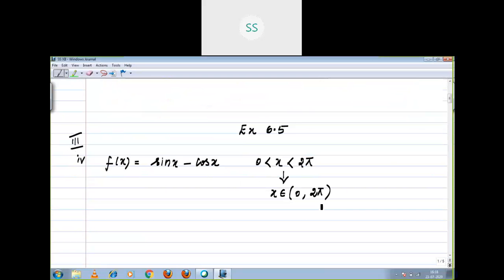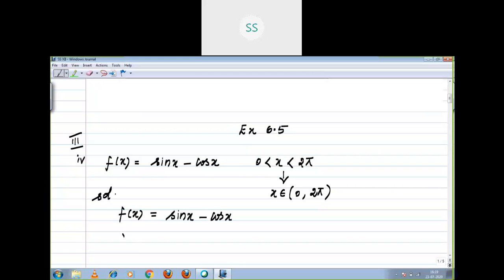2 pi is nothing but 360 degree, right? Now, first step, what do you want to do? You want to differentiate the given function with respect to x. First step, right? f of x equal to, solution. Listen carefully, children. f of x equal to sin x minus cos x.